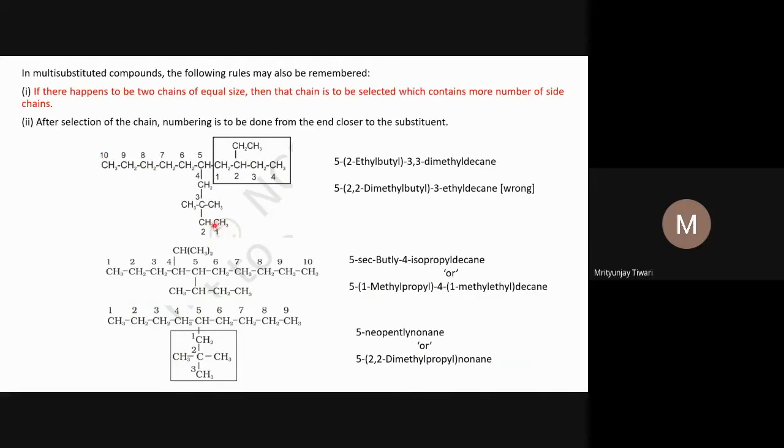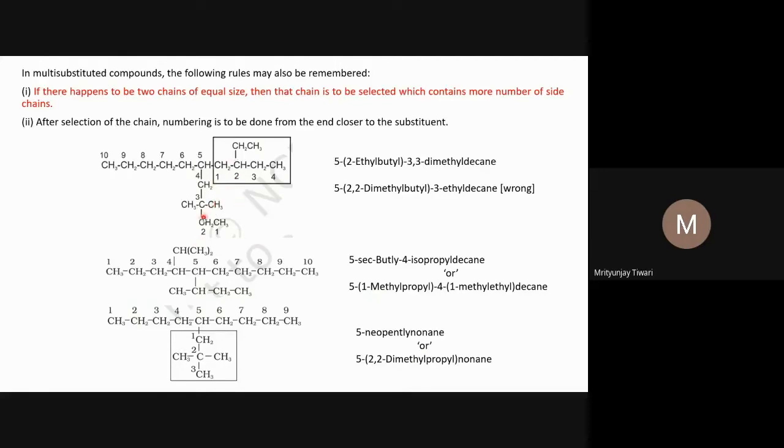So what we do is consider this as the main chain, the parent chain, because if you consider this chain as the main chain, we see that there are three substituents: two methyl substituents at the third position, and one more substituent, a branched alkyl group, at the fifth position. However, if you go in this direction, you see there is only one ethyl group at the third position, and at the fifth position there is one branched alkyl group.